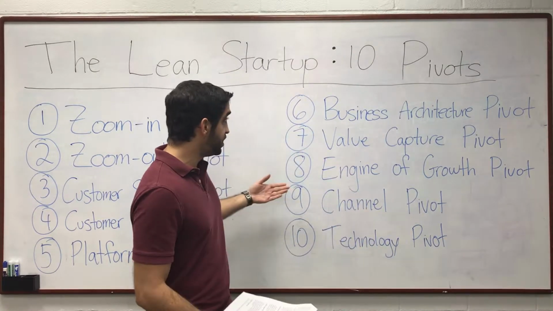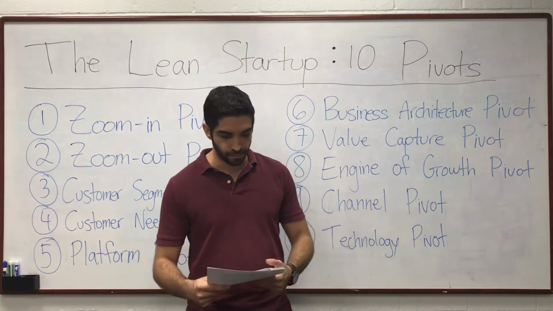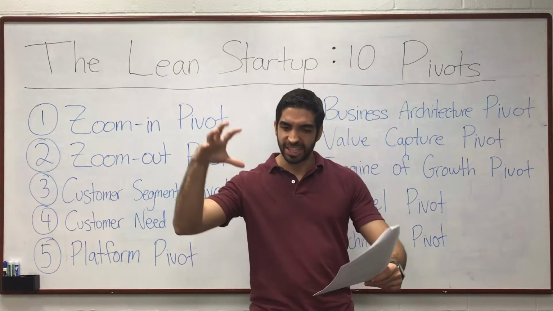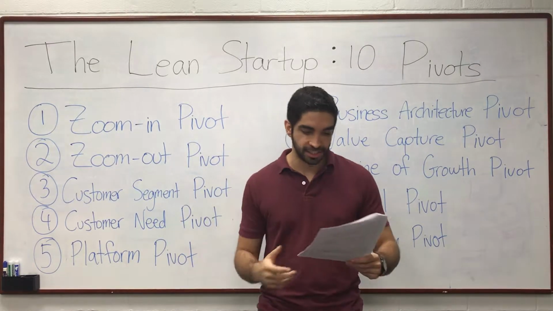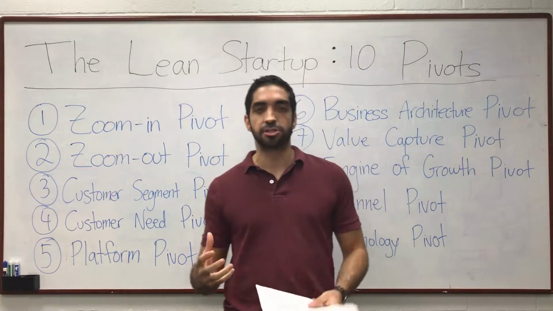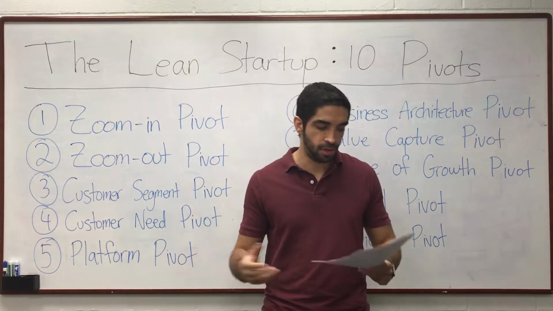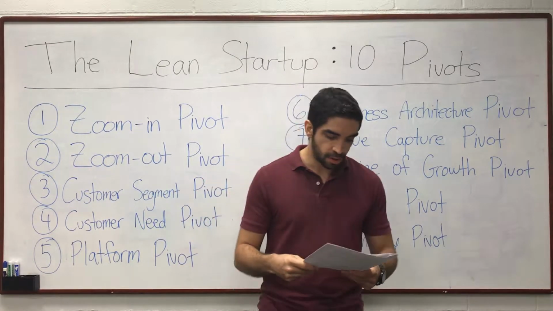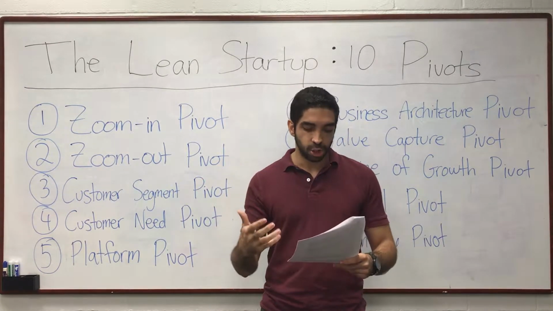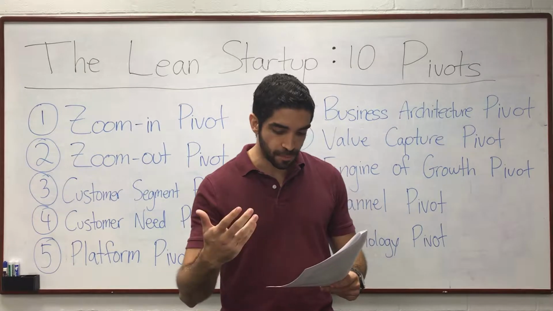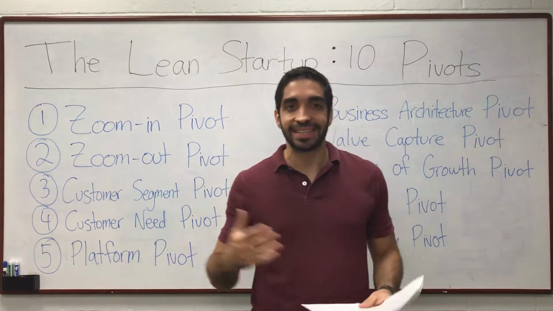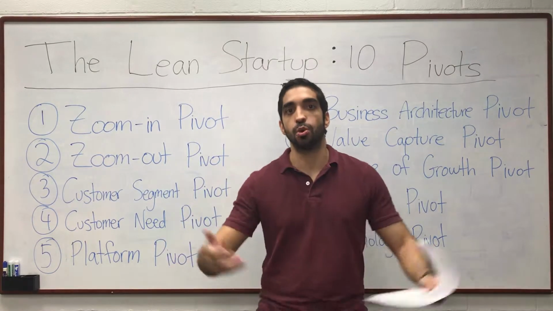The next kind of pivot is called a value capture pivot. In this type of pivot, a startup changes the way in which it captures the value that it creates. This typically refers to changing the startup's revenue model, how it makes money from the value that it creates for customers. For example, a startup that initially sells licenses for its software may decide to just give it away for free and instead collect and sell the data from its users to other companies.